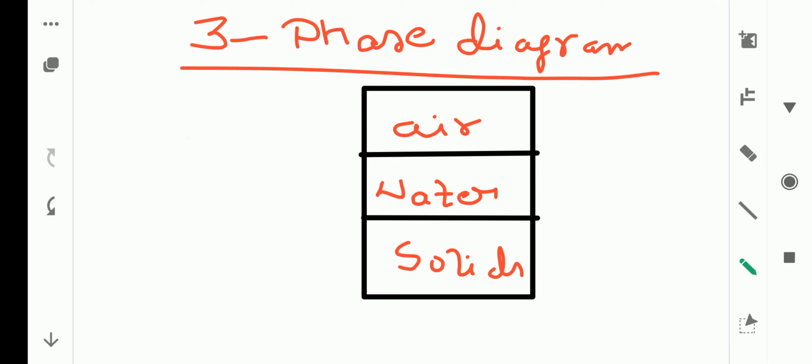Let us consider a lump of soil, right, that we have collected from the field of our institute. I hope you all must be missing your institute.